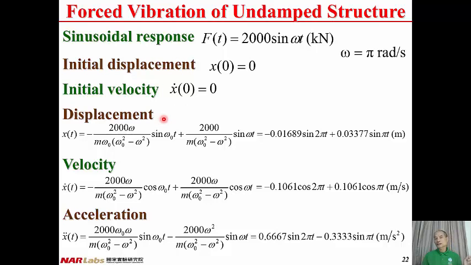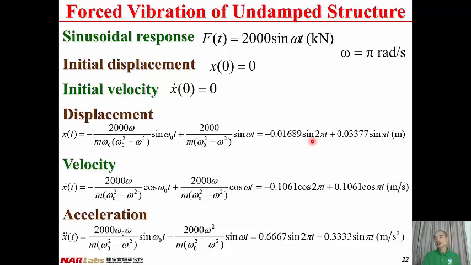By the method of solving directly the ordinary differential equation or Laplace transform, we can have displacement, velocity, and acceleration. And omega here is the excitation frequency equal to pi radian per second. When we observe the displacement function, here we have sine 2 pi t, and here we have sine pi t. Here's the structural frequency, 2 pi radian per second. Here is the external excitation frequency, pi radian per second. Similarly, for the velocity and acceleration, we have two frequencies. One is the structural frequency, 2 pi radian per second. The other is the excitation frequency, pi radian per second.